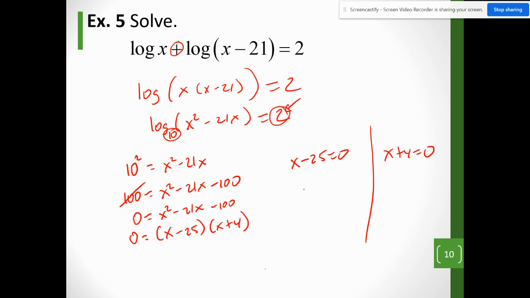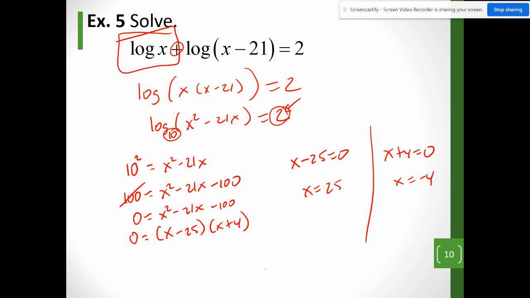So I have that x can be 25, x can be negative 4. Okay, now when I look at my problem originally, I have a log of x. I can do log of 25. I can type that in. But I cannot do log of negative 4.